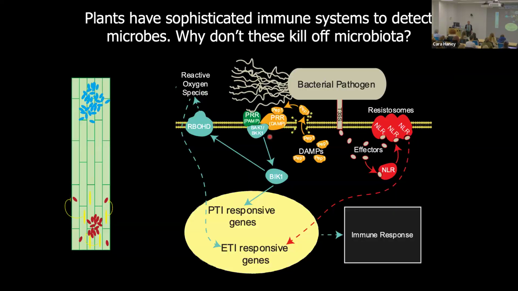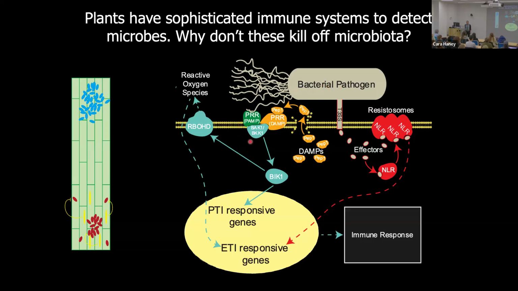So plants and animals have sophisticated immune systems to survey their environment, detect microbes, and kill them. So why don't these systems kill off the microbiota? This is the question that I want to pose to you today, and something my lab is thinking a lot about. For those of you that aren't familiar with the plant immune system, there are 3 layers of plant immunity that I'm going to talk about today.